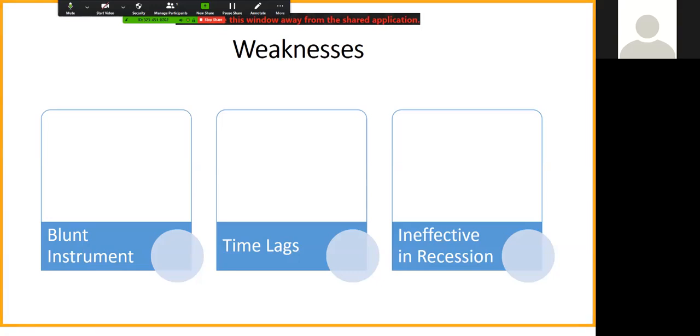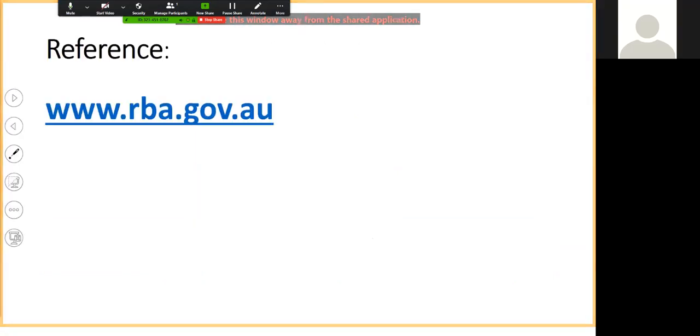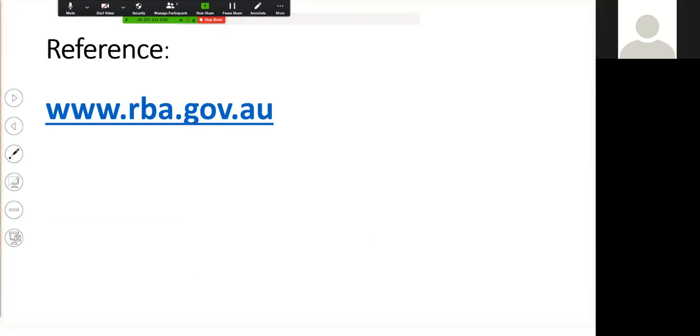The source you could actually refer to is the Reserve Bank of Australia. Do go on this website. You have got far more details.